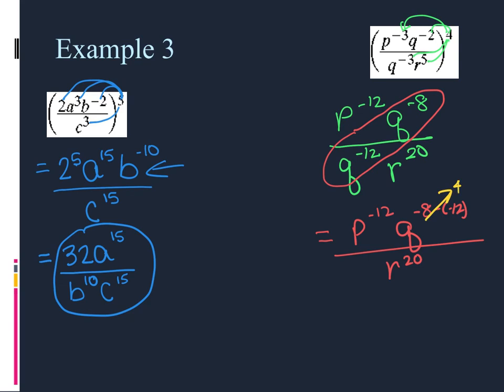So now if I simplify this, I see that my p has to go to the bottom because it has a negative exponent. So I'm going to move that down right now. So I have p to the 12th. My r had a positive exponent, so that's also going to stay down there. And then I really ended up with q to the positive 4th in the top, and this then is my final answer.